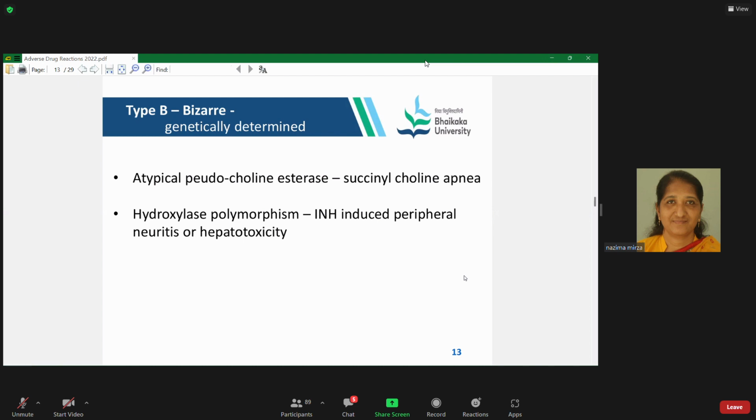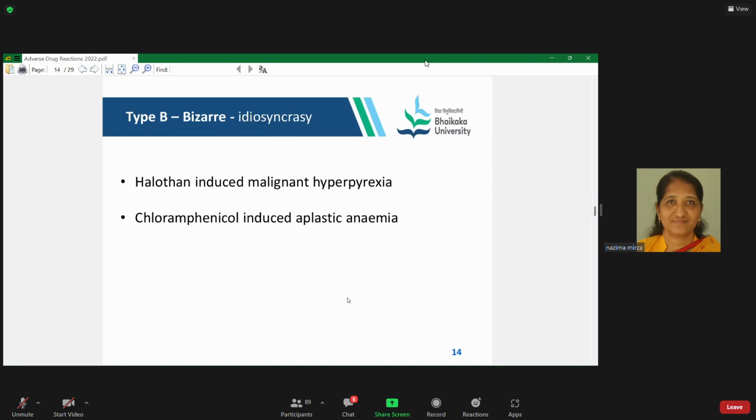genetically determined. We have also discussed the hydroxylase polymorphism with isoniazid that we are using for tuberculosis, that is responsible for peripheral neuritis or hepatotoxicity, right? Idiosyncrasy. Again, here we do not know the mechanism.